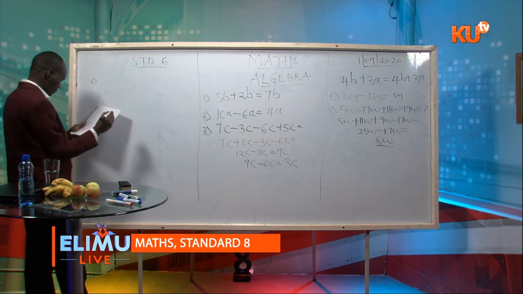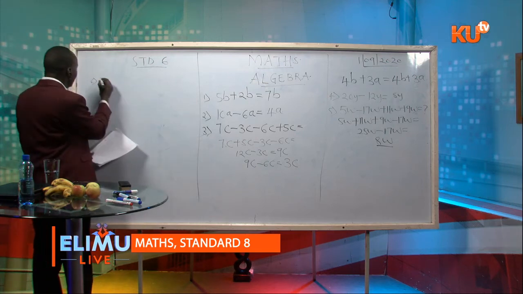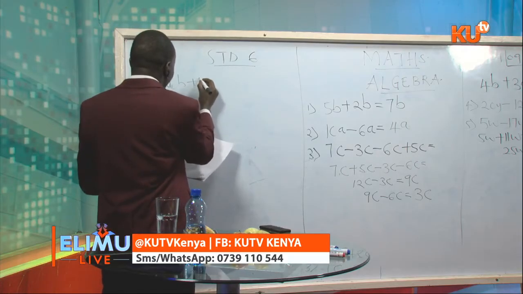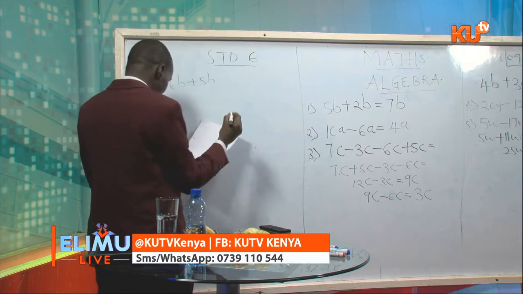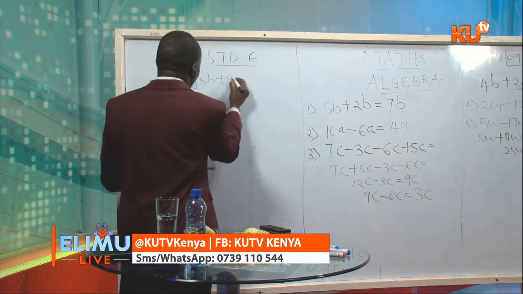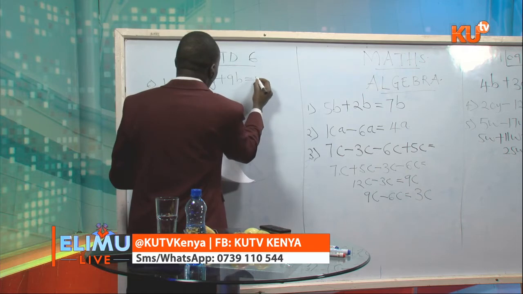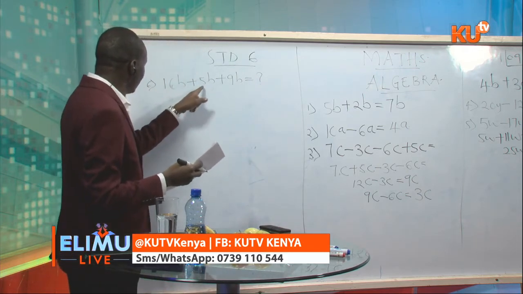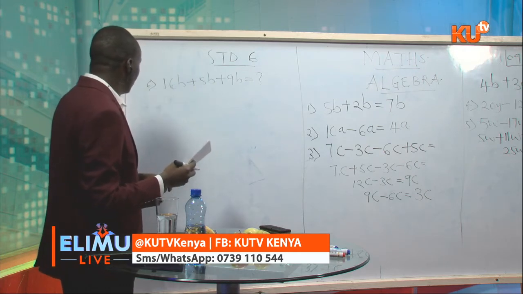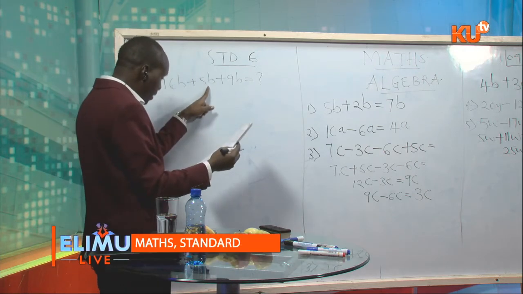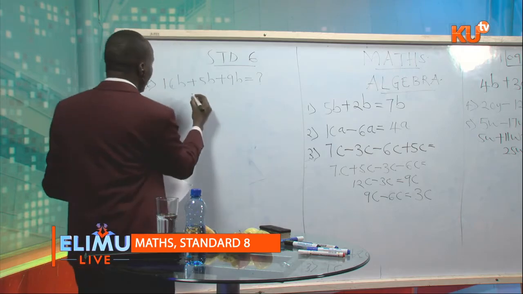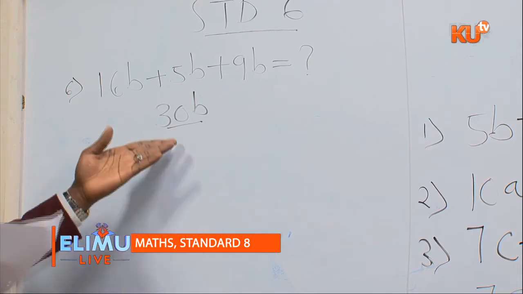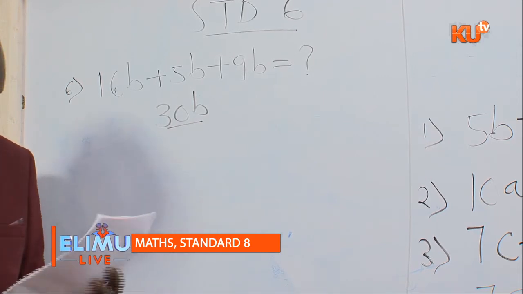Number 6. 16B plus 5B plus 9B. What do we get? Here we add 16 plus 5, we get 21B. 21B plus 9B, we get 30B. So our answer becomes 30B.